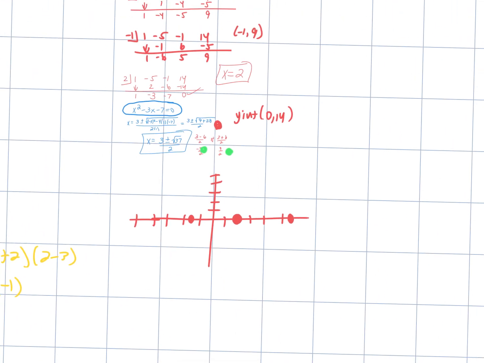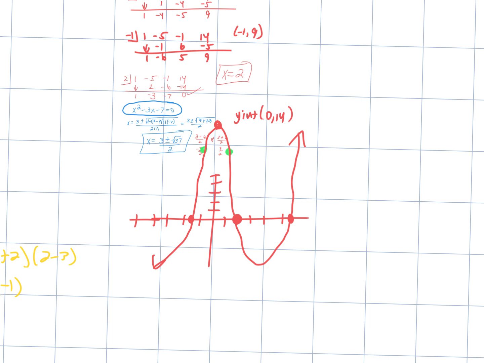You said your end behaviors were falling on the left and rising on the right. What happens at the x-axis for each one of our intercepts? Does it bounce or go through? It goes through because there's no multiplicity. So watch, just go through here, back through here, and here.